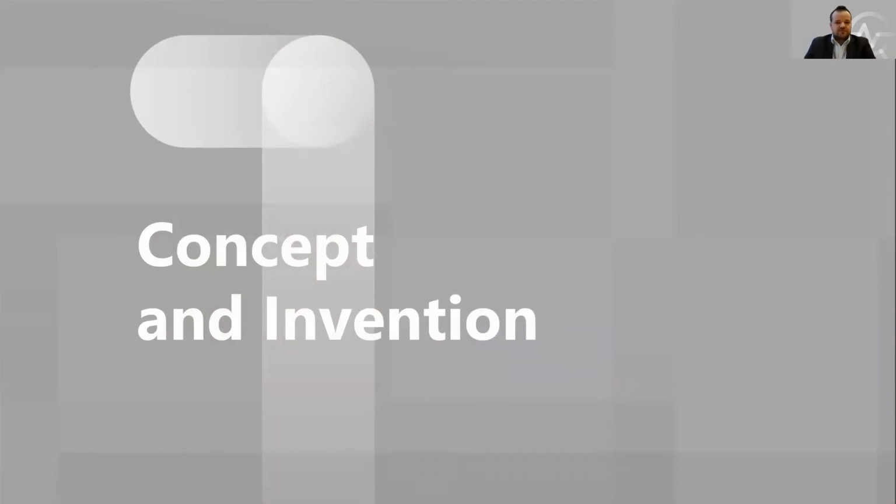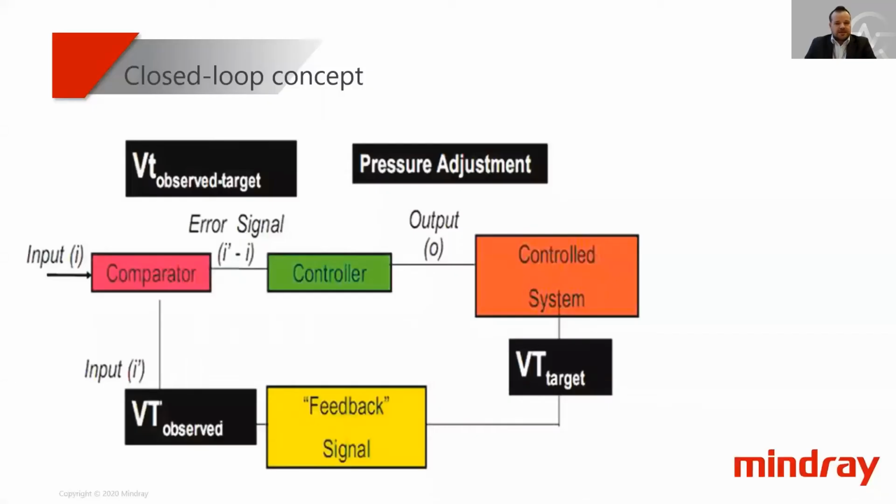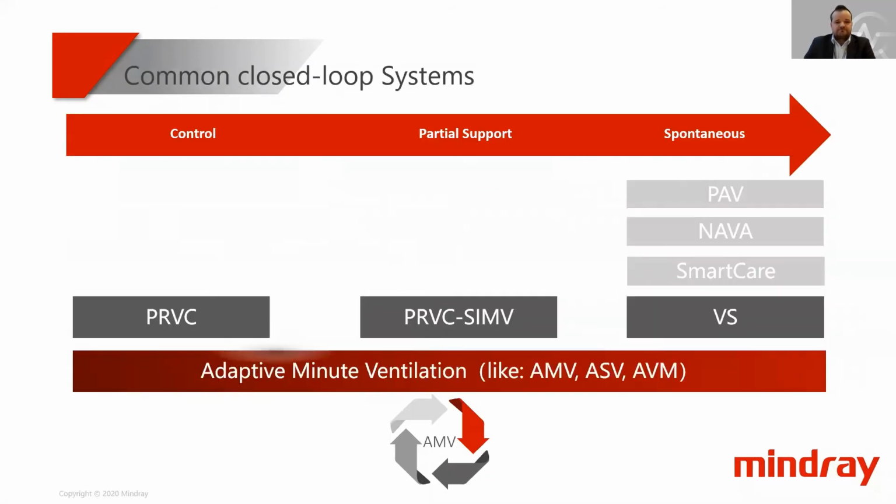First of all, let's see what is the general concept behind AMV and who is the inventor of that concept. AMV is based on closed-loop concept. The ventilator uses the feedback signal that comes from measured parameters to adjust the settings in a way to reach the final output. Several parameters can be adjusted automatically under this concept. That's the main benefit of the AMV.